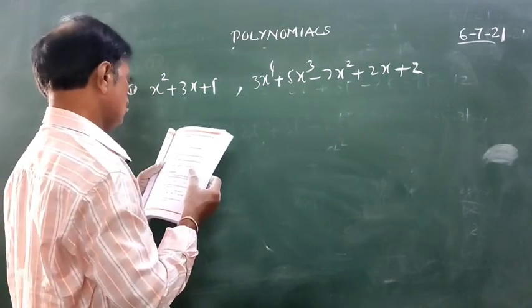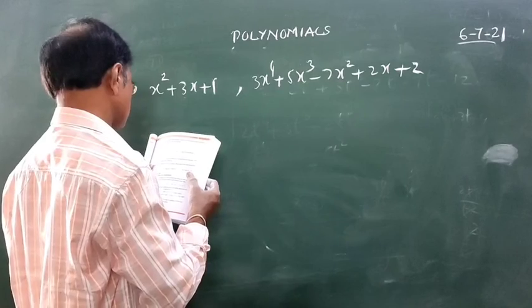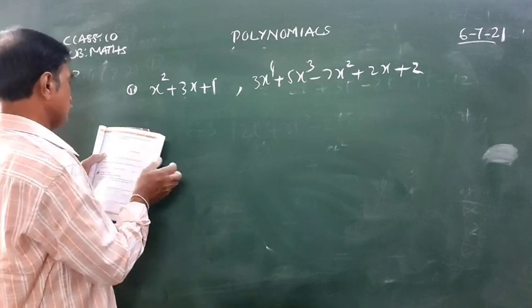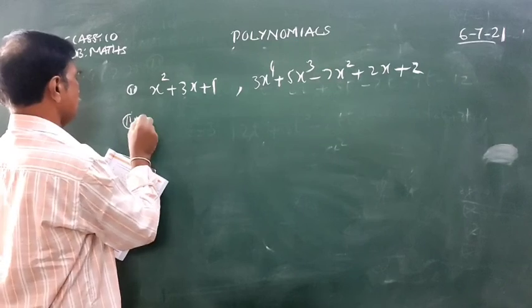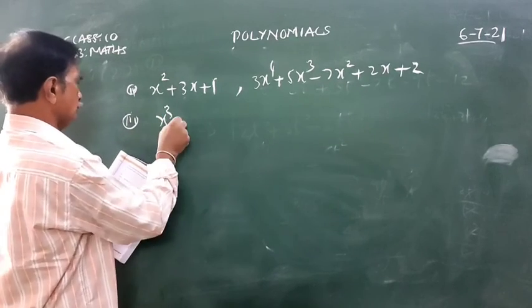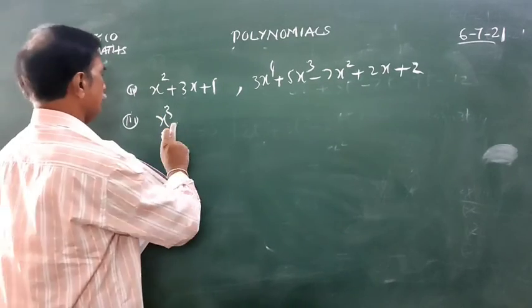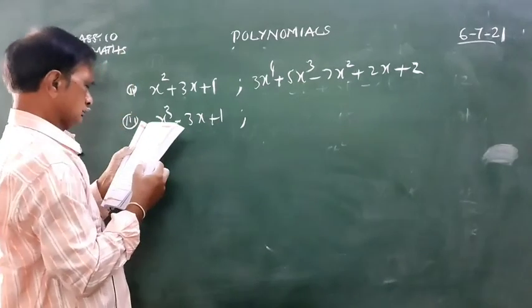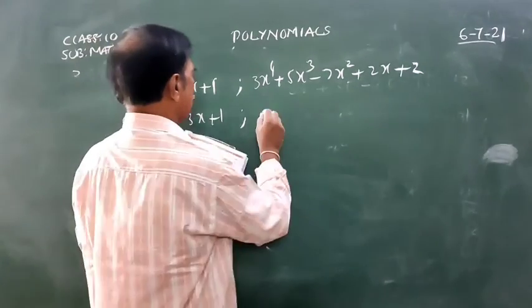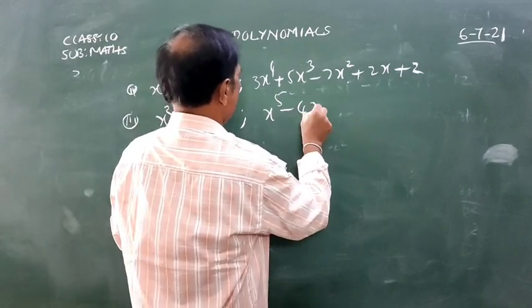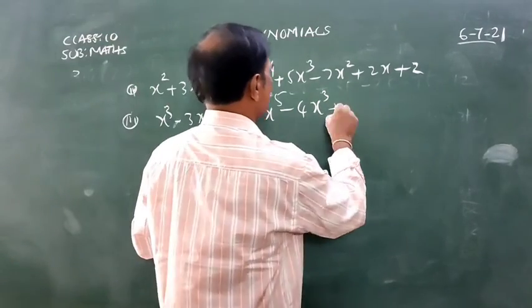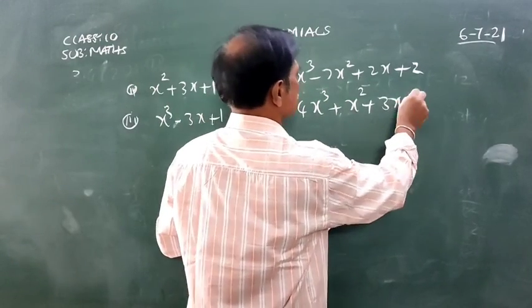Now, third one, it is second one, x cube minus 3x plus 1 and x power 5 minus 4x cube plus x square plus 3x plus 1.